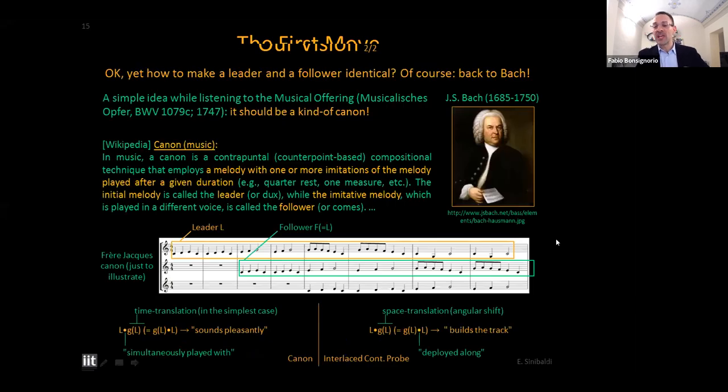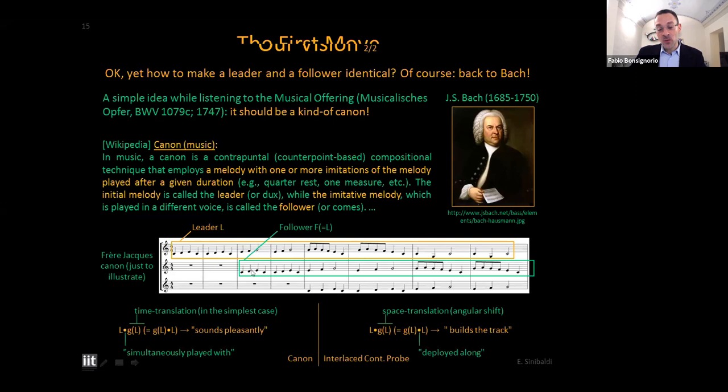But how to make a leader and a follower identical? I was listening to Bach's Musical Offering when it became very clear to my mind: come on, it's a canon. Let me just remind you that in music, a canon is a counterpoint-based composition that employs a melody with one or more imitations of the melody itself, played after a given duration. In this example, maybe the simplest one, a Frédéric Jarre canon, we have the first melody, called in music the dux in Latin, or leader in English. And the imitations of this melody are called comes in Latin, or followers in English. So the nomenclature was strikingly the same.